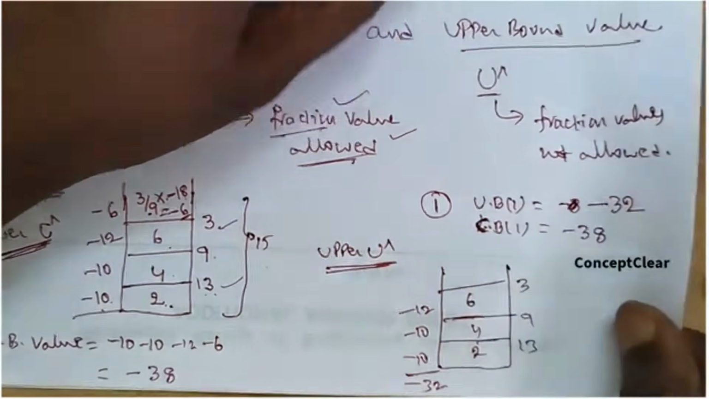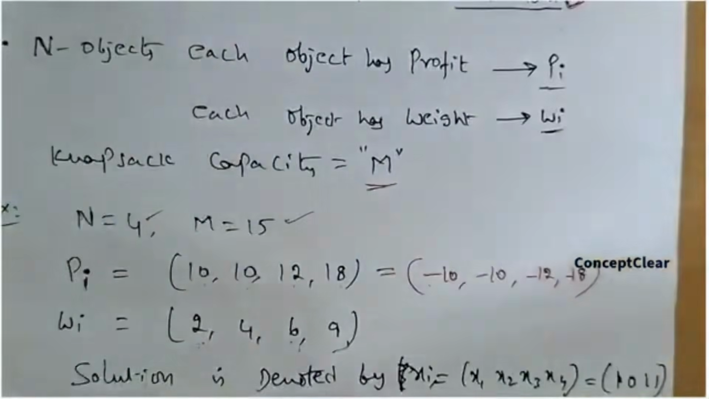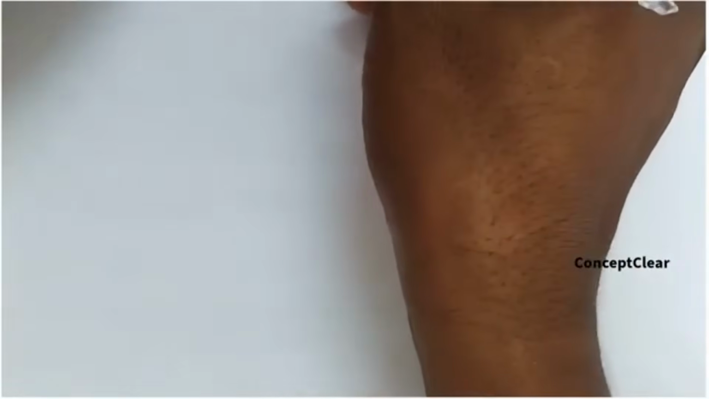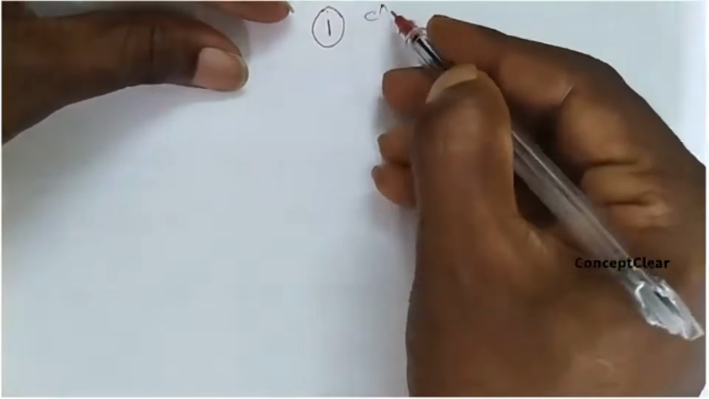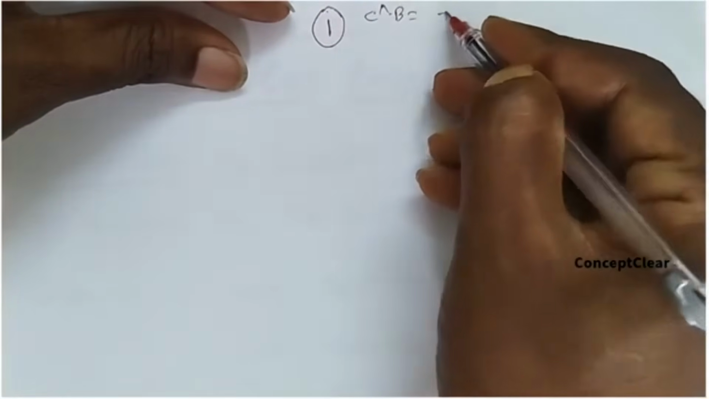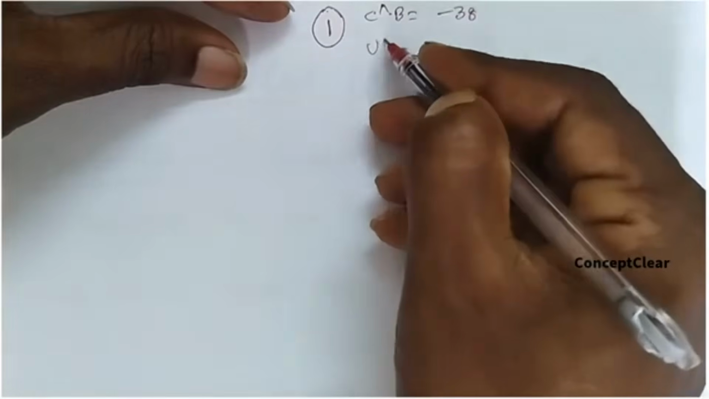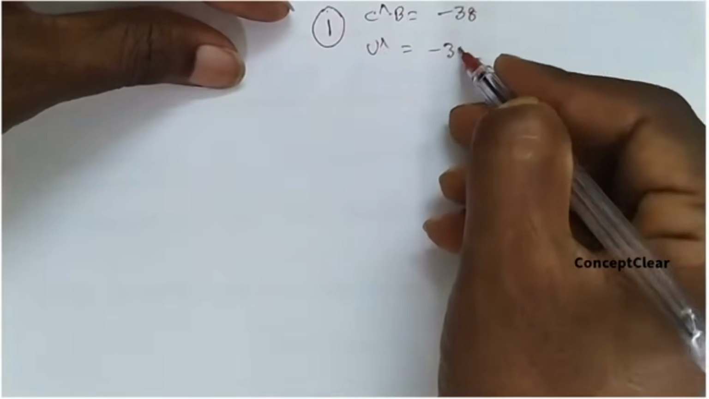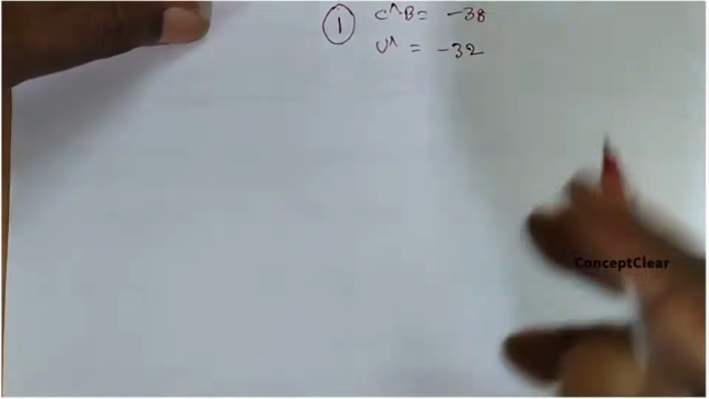Okay, here the first one is minus 32. See, here I am writing again. Here I am drawing the table diagram. What is the lower bound value here? The lower bound value is C cap equals minus 38. U cap equals minus 32. U cap is minus 32.